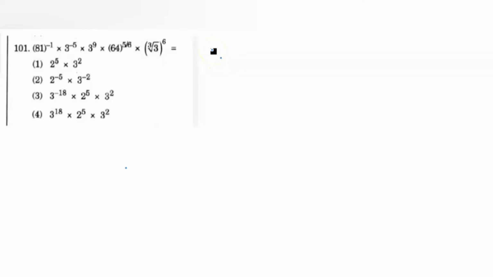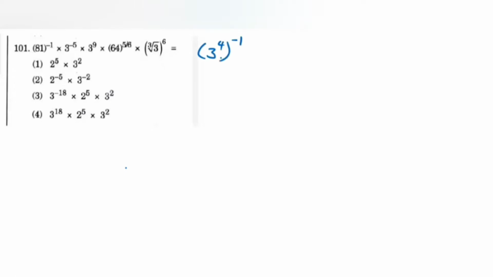Now coming to here, 81 power minus 1. This 81 can be written as 3 power something, because there are two numbers with base 3 and even the last number is also having base 3. So let us write all this in the form of 3 power something. So 81 can be written as 3 power 4. So let us write 3 power 4, power minus 1 is there.